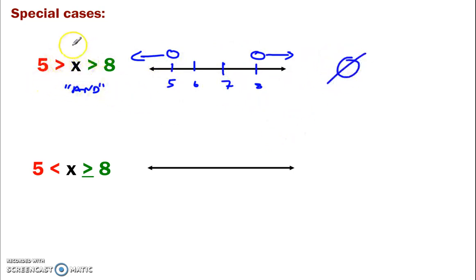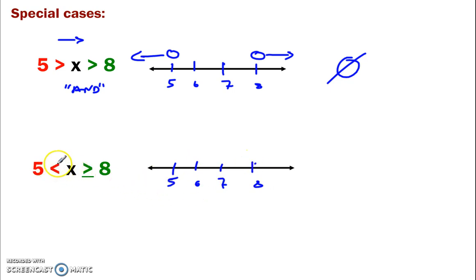Okay, notice these signs are both pointing to the right. We have the smaller number on the left, so there's no solution. Now look at this case right here. Both signs are pointing in a different direction. I have 5, 6, 7, 8.